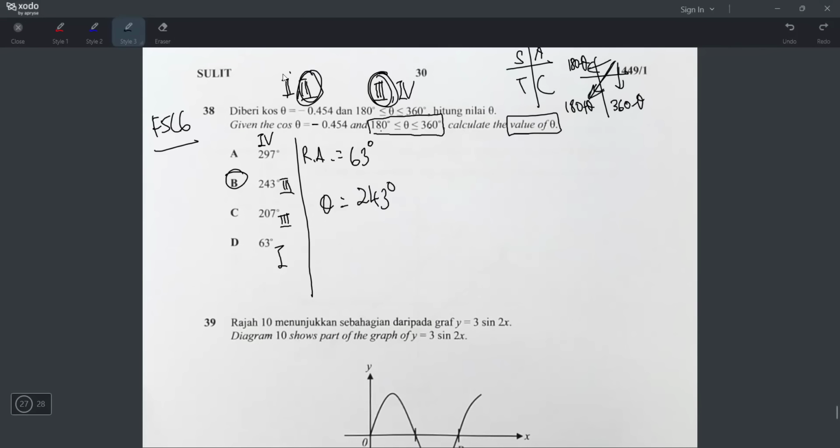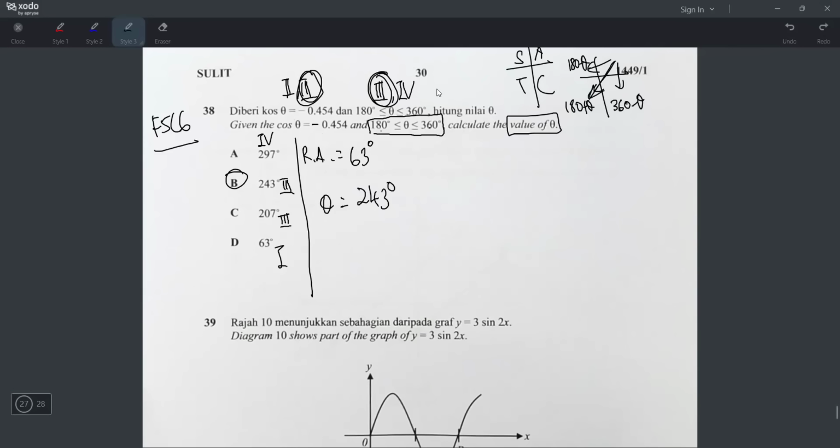Okay, there's actually another answer in quadrant 2, and to get the quadrant 2 answer is 180 minus 63. But why I didn't do that is because they said the answer they want is in between 180 and 360. So the quadrant 2 answer, we will end up rejecting it. Same reason for why I didn't take quadrant 4.